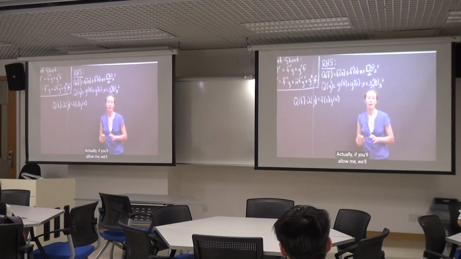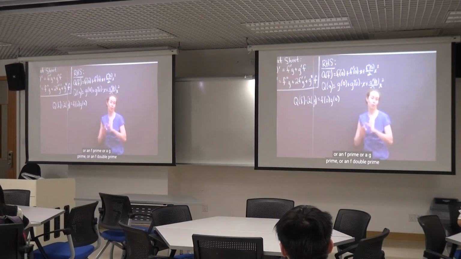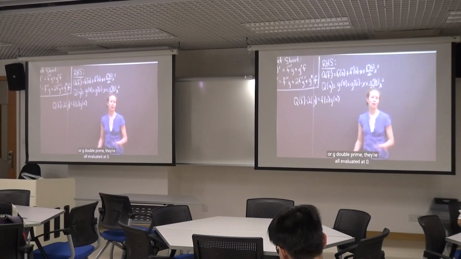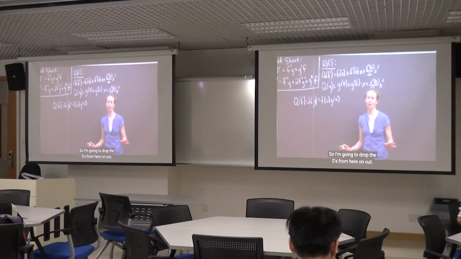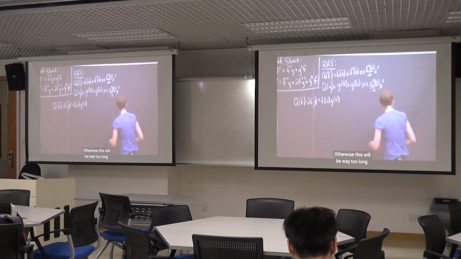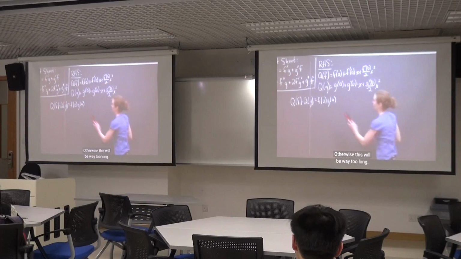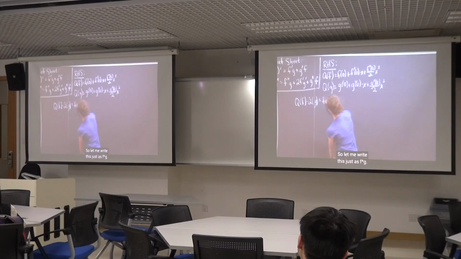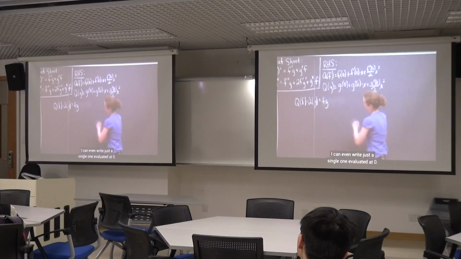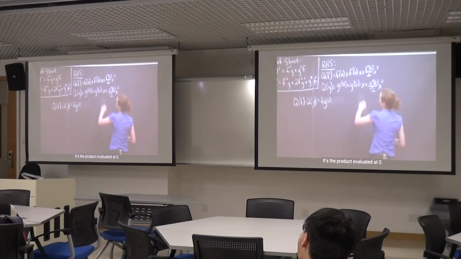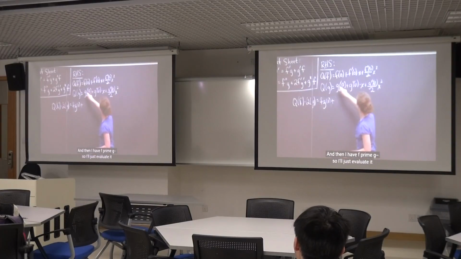Actually, if you'll allow me, we'll know that anywhere we see an f or a g or an f prime or a g prime or an f double prime or a g double prime, they're all evaluated at 0. So I'm going to drop the zeros from here on out. Anywhere you see those, I'm evaluating them at 0. Otherwise, this will be way too long. So let me write this just as fg. I could even write just the single one evaluated at 0. It's the product evaluated at 0. And then I have f prime g.